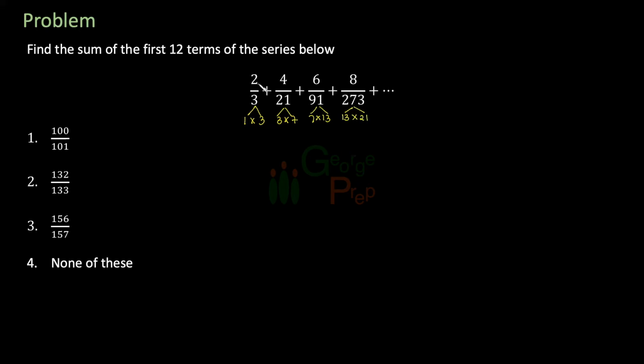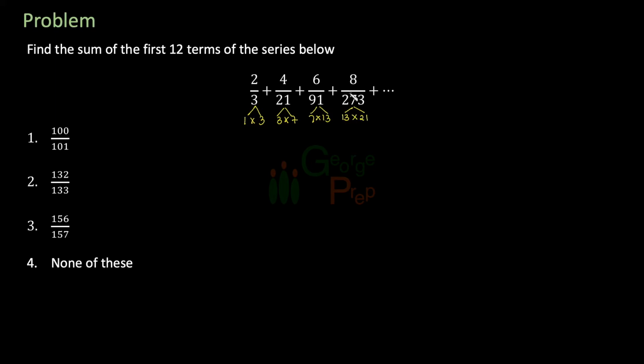So now, what is the numerator? The numerator is basically the difference between the two terms that I have here. So the difference of 1 and 3 is 2. Difference of 3 and 7 is 4. Difference of 7 and 13 is 6. 13 and 21 is 8.